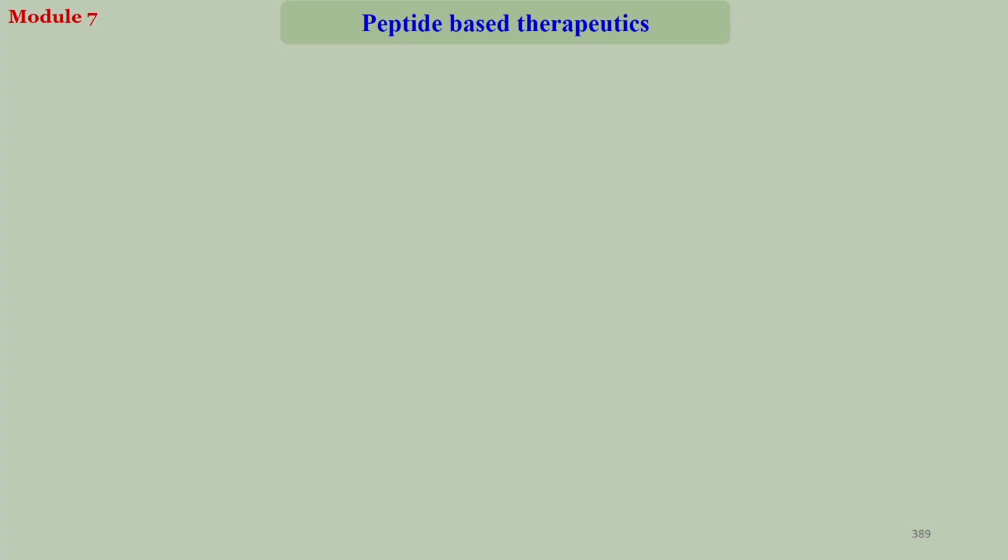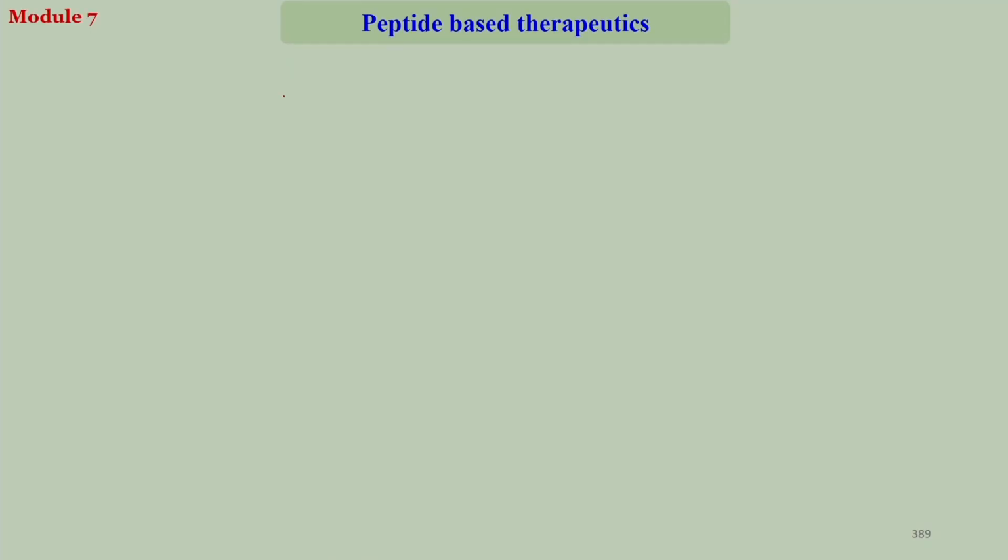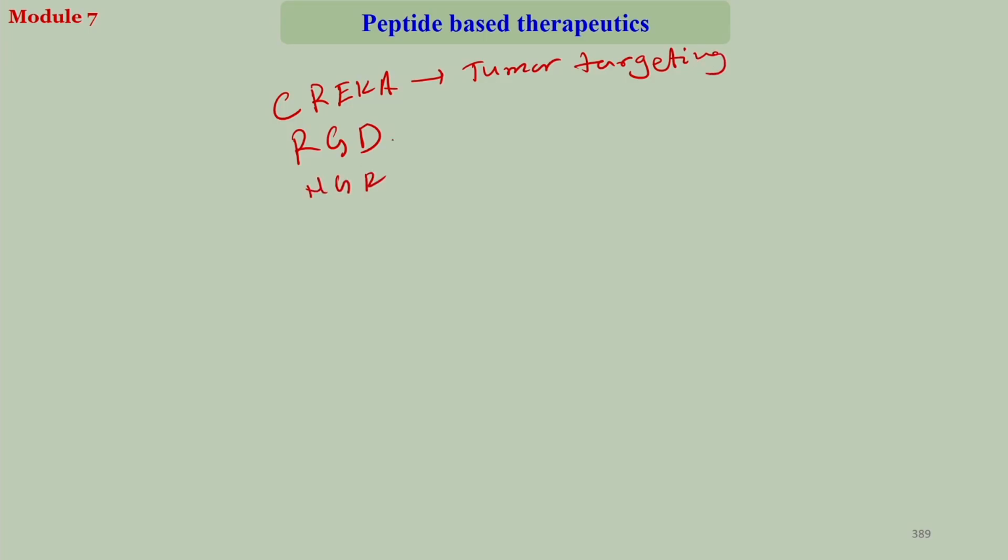What good do the peptides do in understanding biological properties or in their applications? And we have already seen some of them that I talked about in the last lecture, that there are many peptides that show targeting efficiency, such as CREKA peptide, RGD. CREKA is tumor targeting. RGD and NGR, these two were tumor homing.